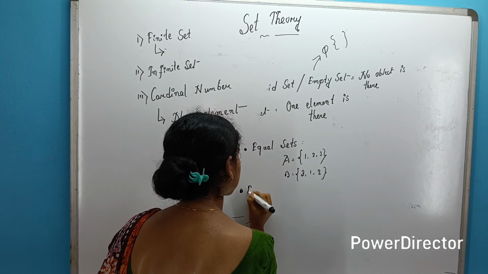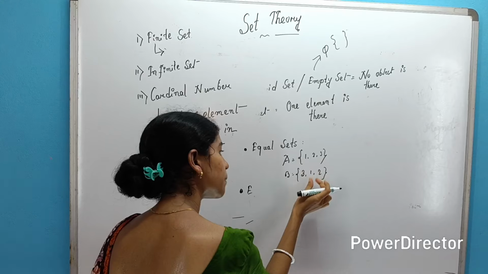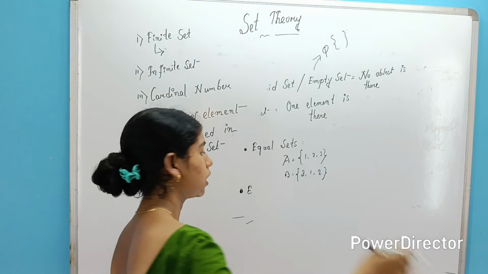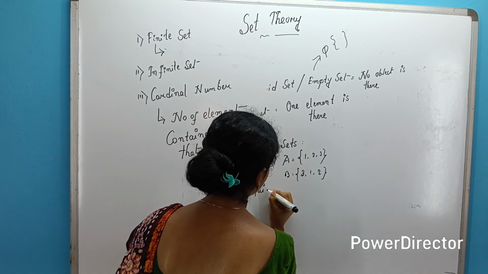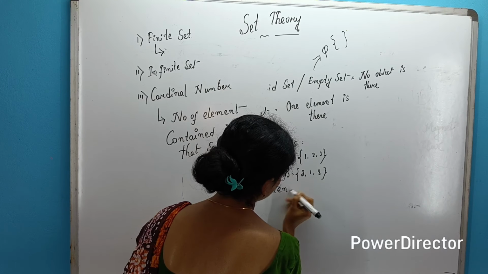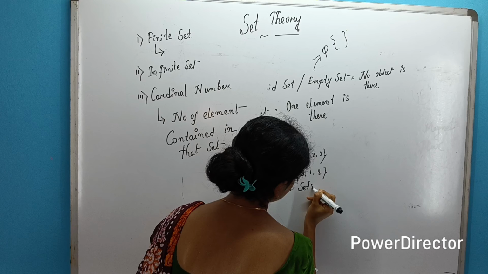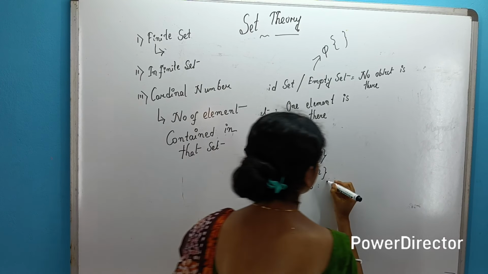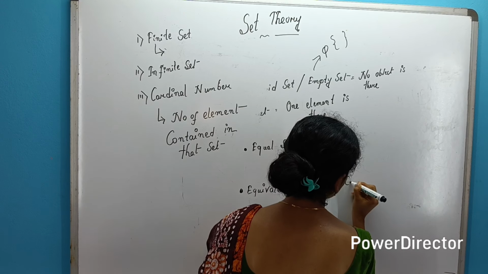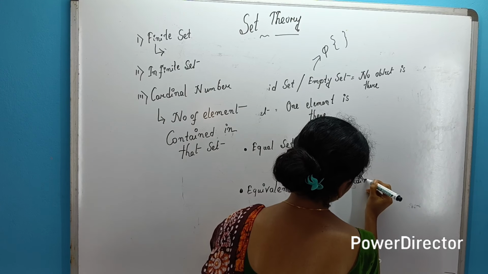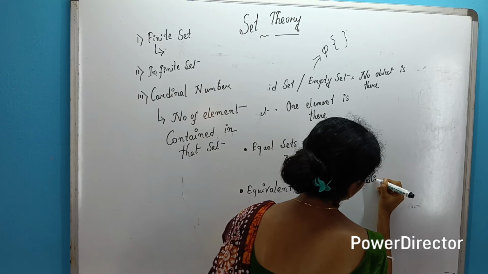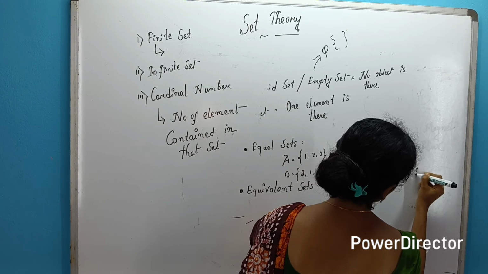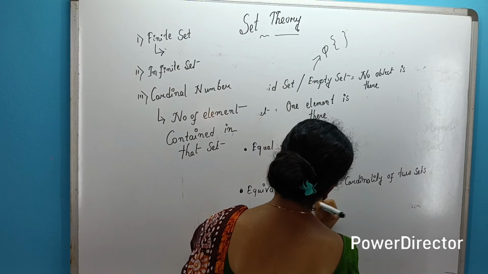Equivalent means they may not have the same terms, but the number of elements in both sets should be equal. Equivalent sets: the cardinality of two sets should be equal. The cardinality means the number of elements. The cardinality of two sets should be equal.